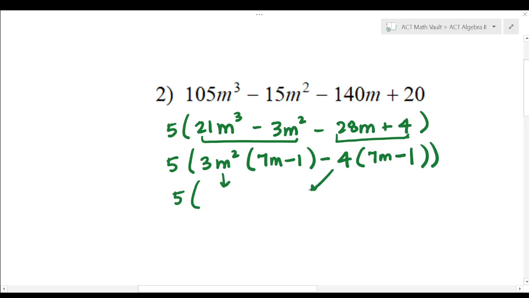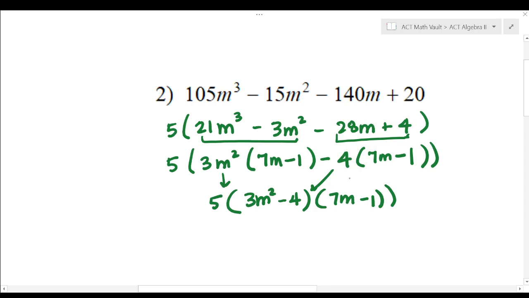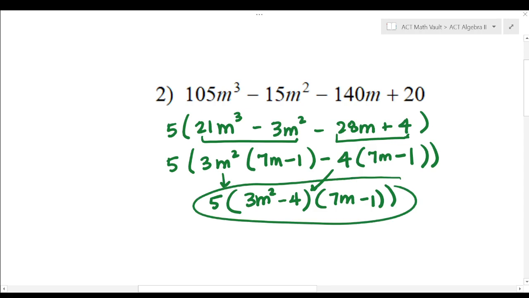These 2 terms go together as the first set of parentheses. And that next shared one, 7m minus 1, would be the rest. So I'll write this nicely right here and then call this my final answer.